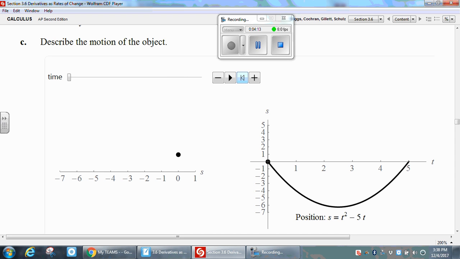Okay, so I'm going to play it again. So it moves to the left. That's the furthest it gets, to -6, and then it starts moving back to the right, and it goes back to the origin, where it came from.